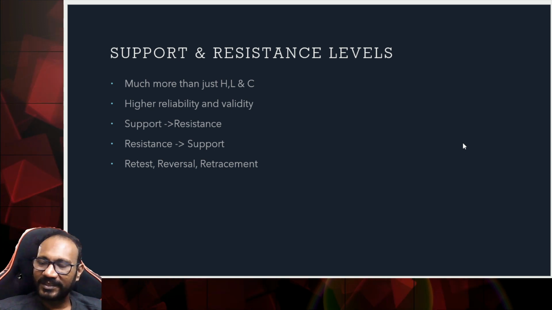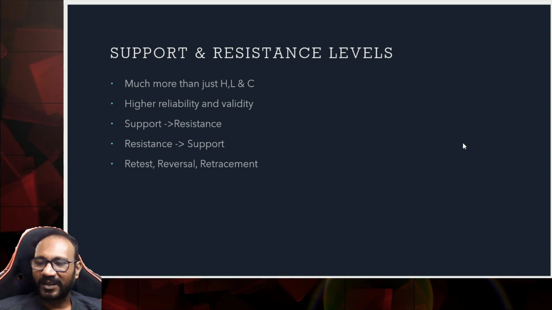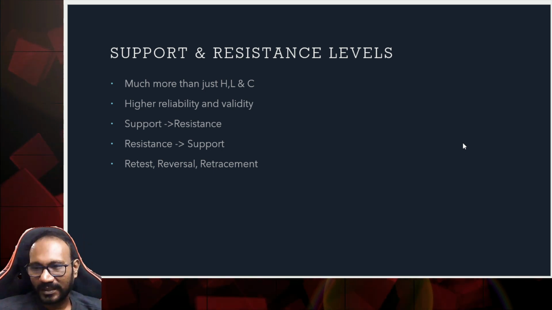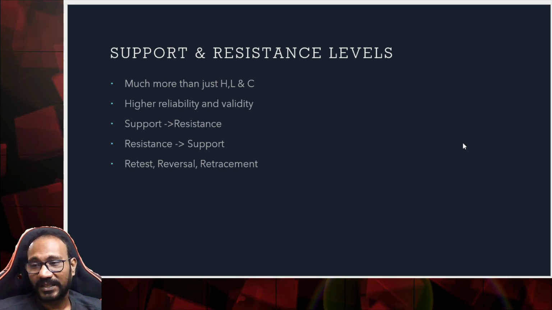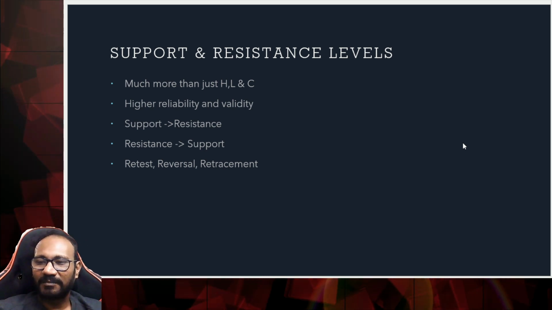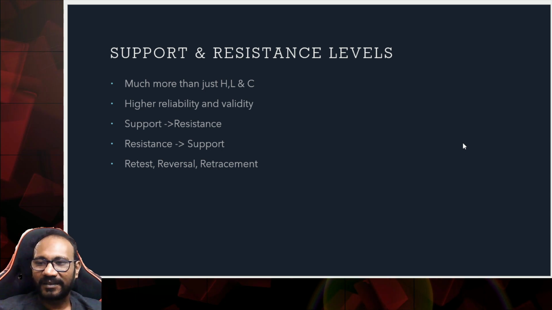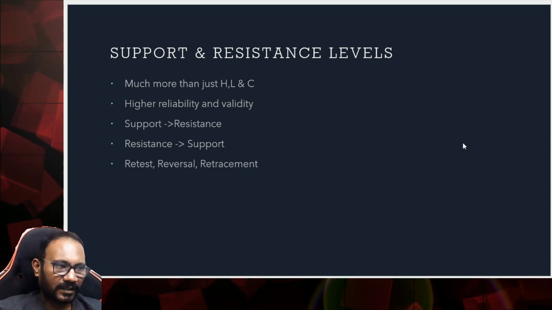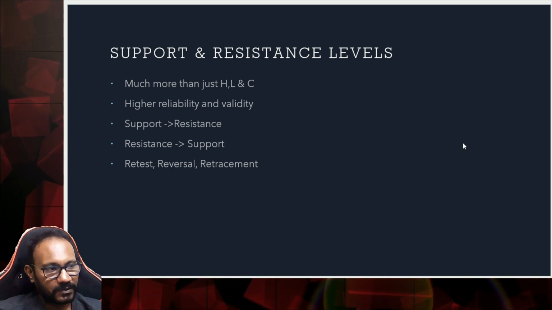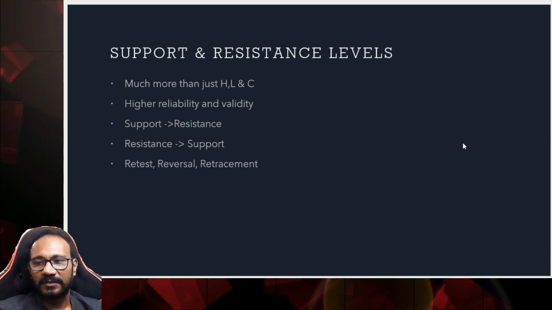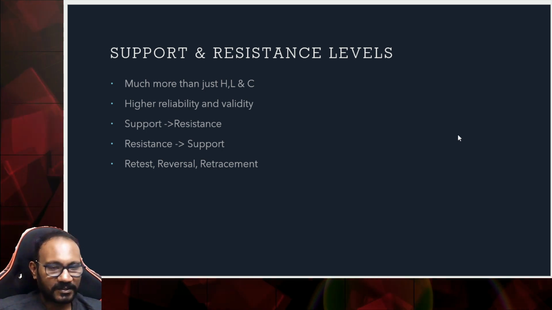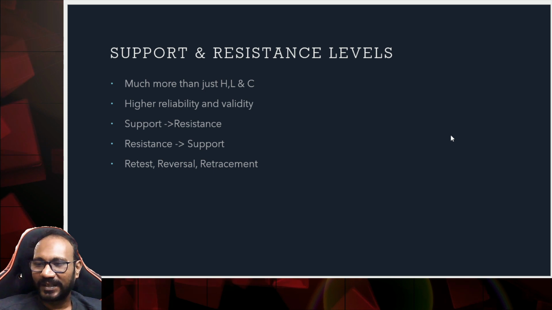And the beauty about this is that what is support at one point may become resistance in future, and what is resistance today can become support in future, and vice versa. It keeps changing. So support and resistance is more like a flex. It keeps changing as the market attempts to break and take a direction. There are three important concepts that we will learn as we learn support and resistance levels. We will also learn three important techniques: retest, reversal, and retracement. So let's go to the chart and learn all of these concepts to understand them much better.